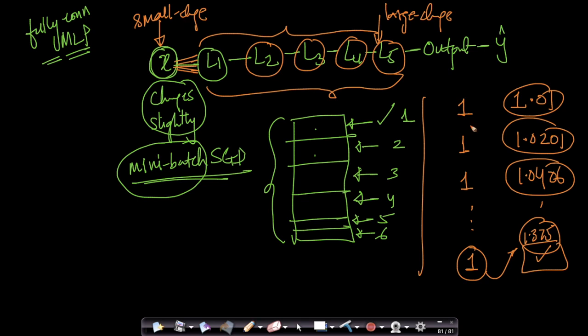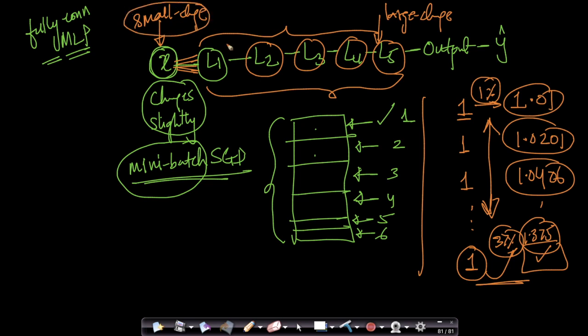So here the change is very small. The change is only 1%, because the difference between 1 and 1.01 is only 1%. But you repeat this operation a few times, and the change is 37.5%, just within a few steps. So a small change in the input or anywhere can lead to a large change deep in the network.